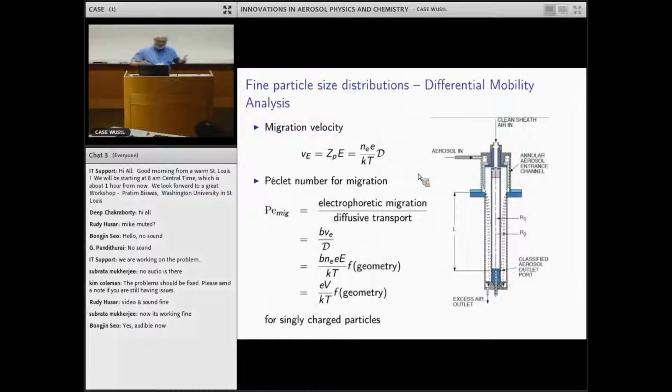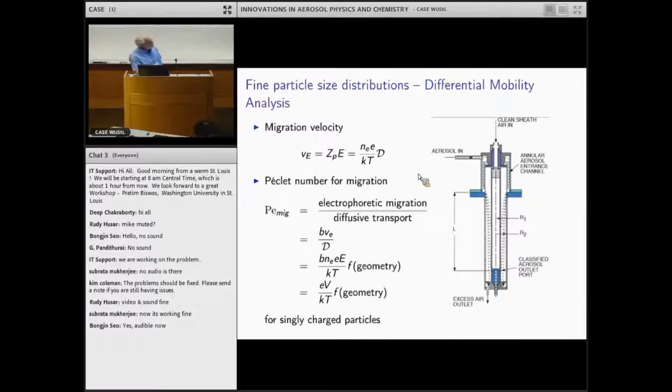I'll bias this a bit by some of the instruments I've worked a lot on, but I'm going to bring in quite a few different instruments and methods, and especially to look at a wide range of contributions. The DMA is one of our primary tools for characterizing fine particles. It gives us a physical size distribution. It doesn't give us directly any chemical information.